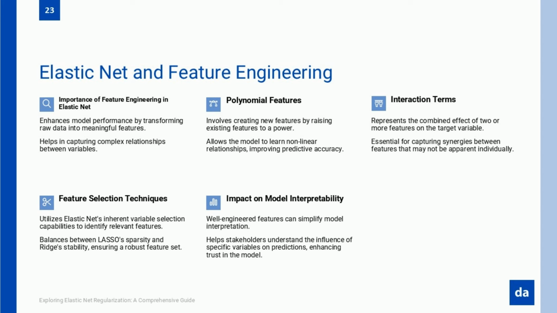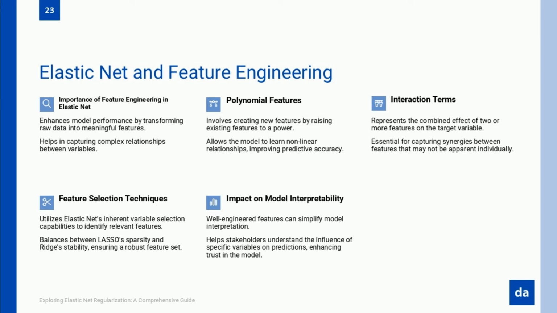Another key aspect of feature engineering is interaction terms. Sometimes relationships between features matter more than the features themselves. For example, in predicting house prices, the interaction between square footage and location might be more predictive than either feature alone. Elastic Net can help identify which interactions are actually important, preventing unnecessary complexity.